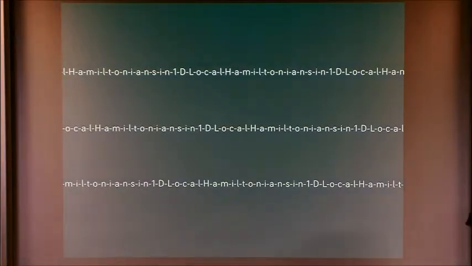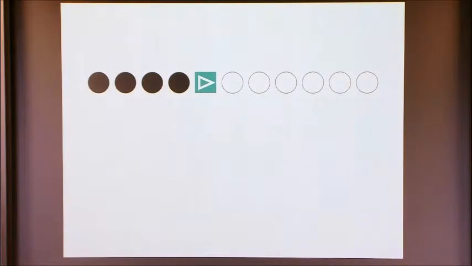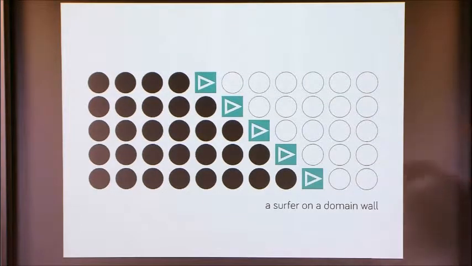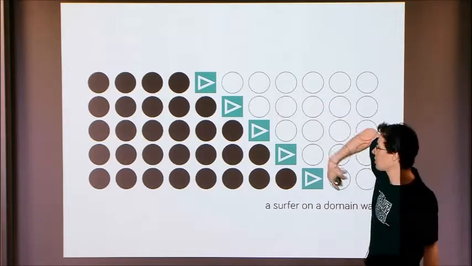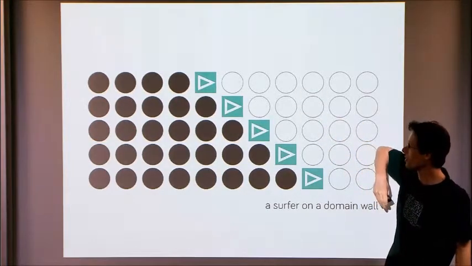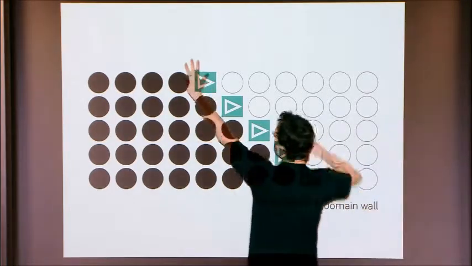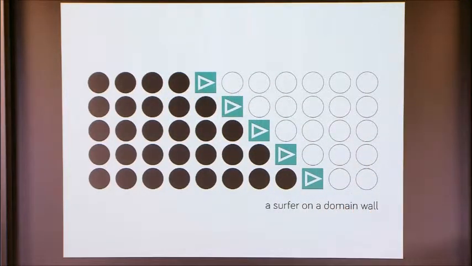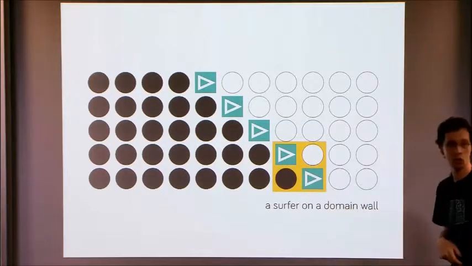I want to focus more on one dimension. So what happens in one dimension? In one dimension, you can have local Hamiltonians whose ground states are uniform superpositions of things like what I call surfers on a domain wall. So here spins up, spins down, and here's a surfer that rides the wave. And a uniform superposition of these is the ground state. And it's not very entangled. It actually has Schmidt rank 2. And you can do this with a 2-local Hamiltonian on a line with qutrits.